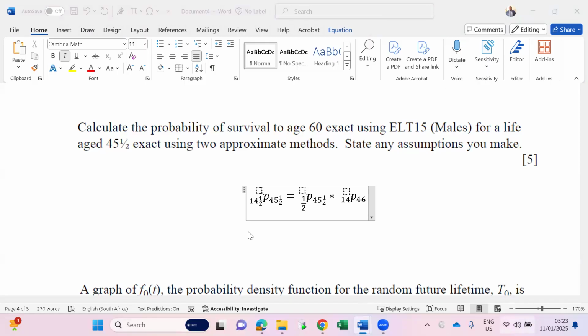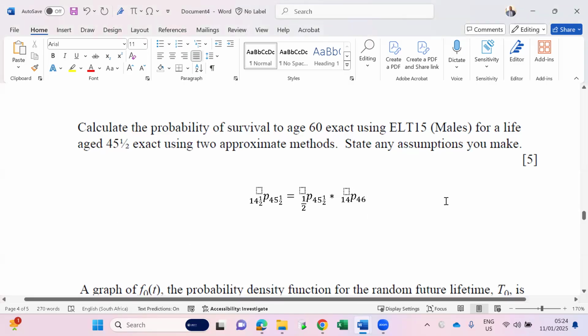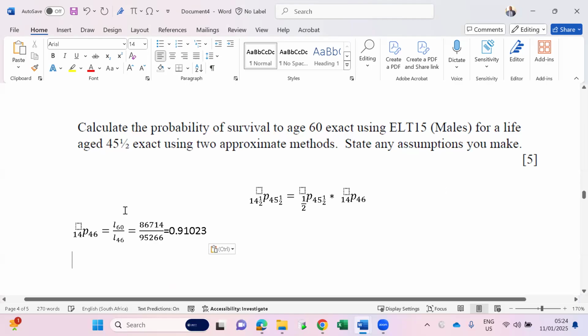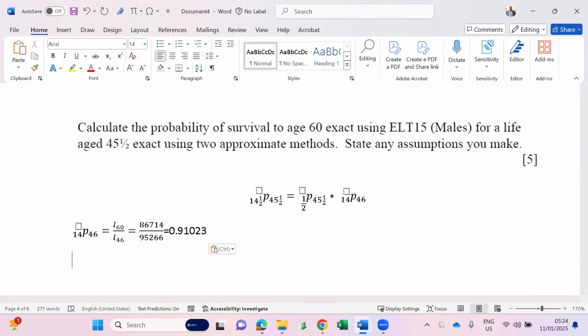The second part is fairly easy to calculate. It's tPx, l(x+t) over lx. And then we have our lx values in the ELT males table. So you're using exact and not select, and then we get that value. And then the first one is the uniform.